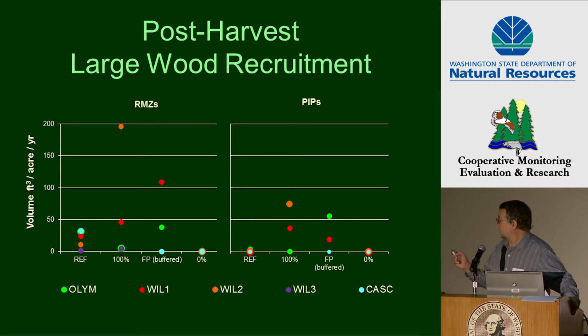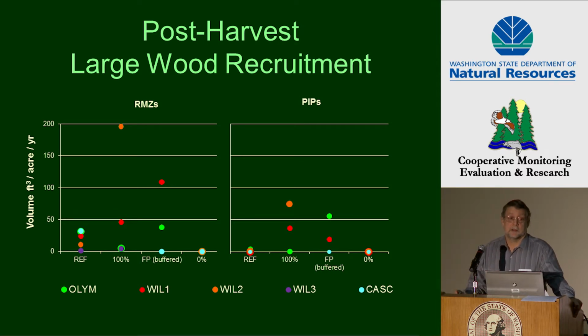In the RMZs, you can see that the recruitment rates were relatively low and fairly consistent for the reference sites. But then for both the buffer treatments, we just had a tremendous amount of variability with some very high levels. And there was kind of a similar pattern for the PIPs there, but a little less extreme. So basically this indicates that some of those buffer sites provided a lot of wood recruitment in the first 2 years after harvest, and this was due to the windthrow.